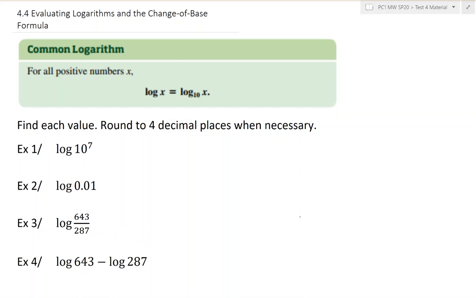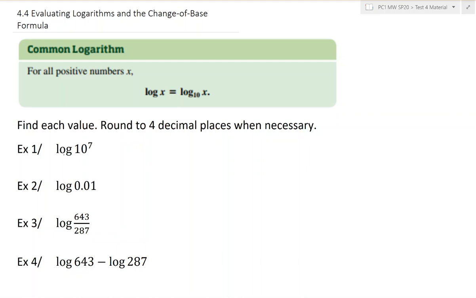4.4 is evaluating logarithms and the change of base formula. Just as a reminder, the common logarithm is log base 10 of x. When we're in log base 10, we don't have to write the base. We can just write log of x, and it's understood to be base 10 when there's nothing written there. Find each value, round to 4 decimal places when necessary.